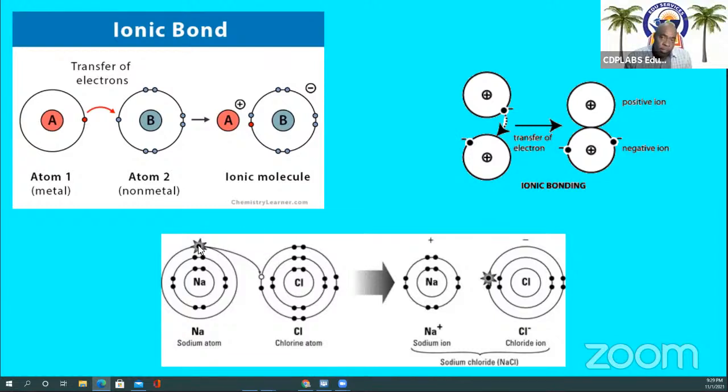So it is moving from here to here. So now the last shell has 8 electrons. So it becomes stable. And therefore, we end up with sodium chloride, which is an ionic molecule. So that is ionic bonding for you. And this is it for today.